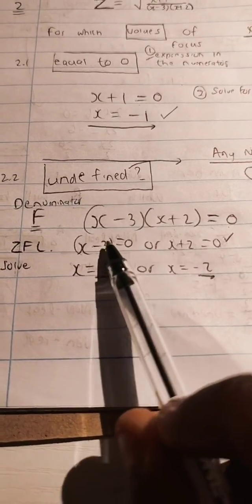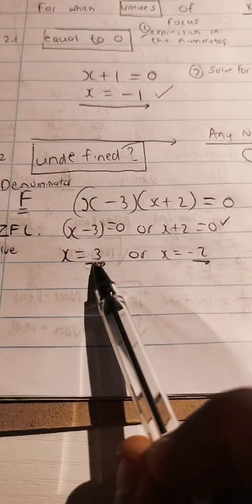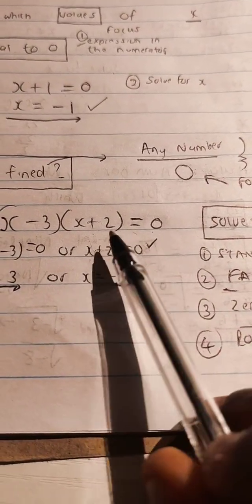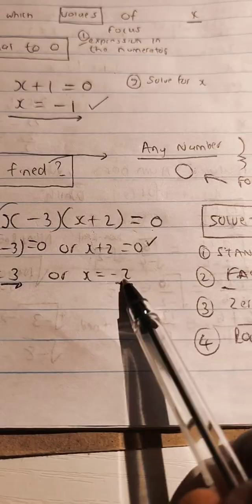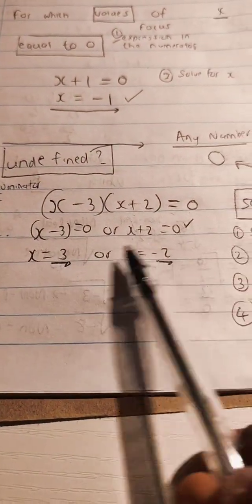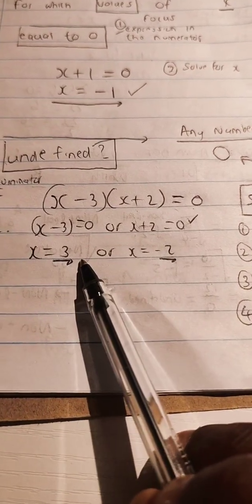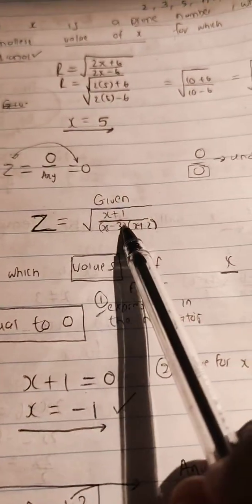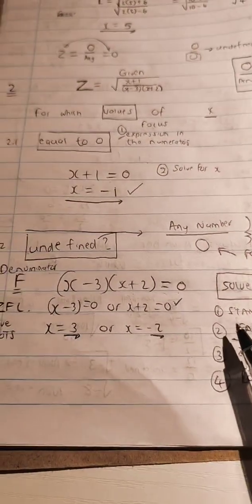x minus 3 is equal to 0. Take the minus 3 over. x is equal to 3. We call the solutions our roots. Then you take x plus 2 equated to 0. You take the plus 2 over, it becomes negative 2 on the other side. These are your two values of x for which z will be what? Will be undefined. Are we together?